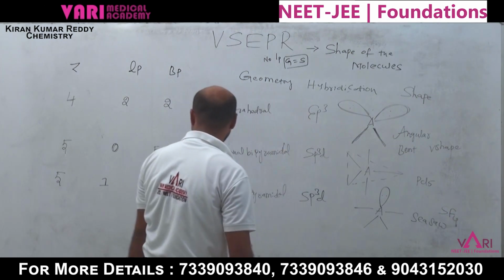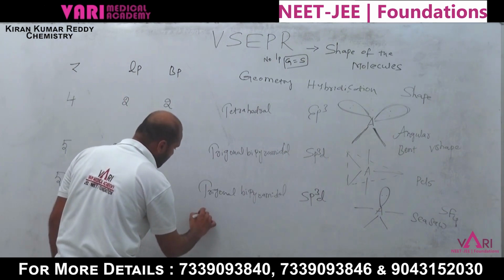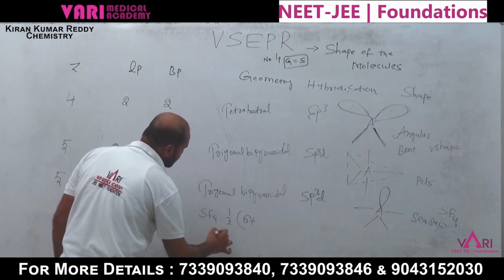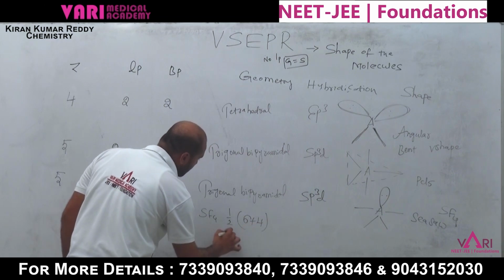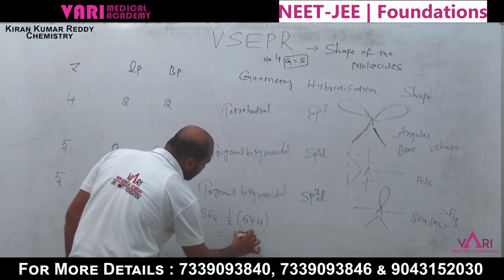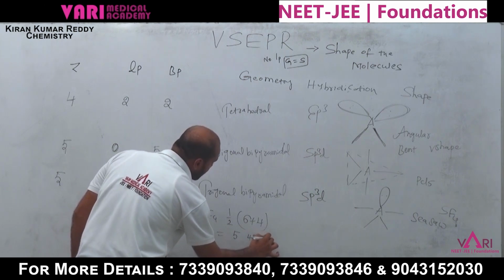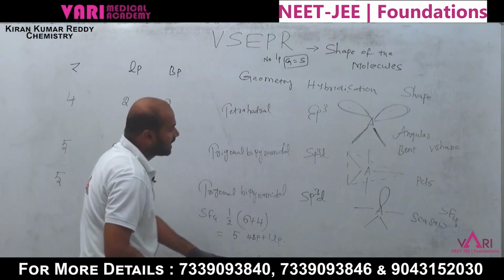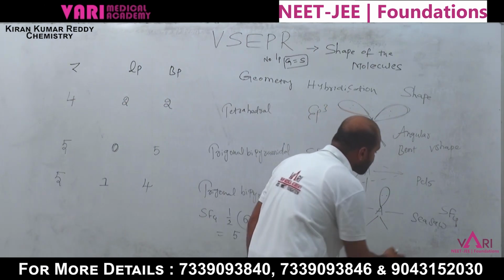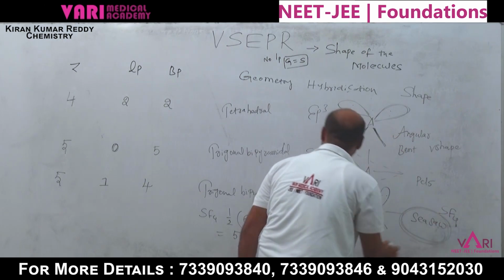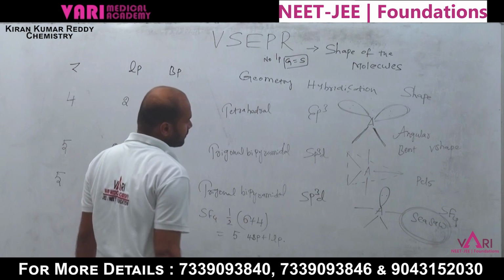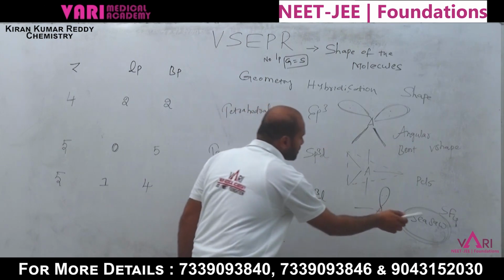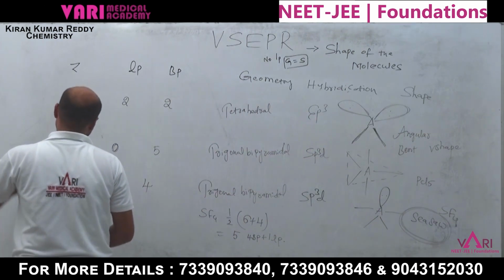Now we can write the hybridization of SF4. Sulfur: 1 by 2 of sulfur valence electrons 6 plus fluorine, a monovalent atom, 4, gives 10 by 2, which is 5. 5 means 4 bond pairs plus 1 lone pair. That's why it is sp3d hybridization with seesaw shape. Remember the seesaw shape. If they ask the question, SF4, what is the shape of the molecule? Seesaw. What is the geometry? Trigonal bipyramidal. Shape: seesaw.